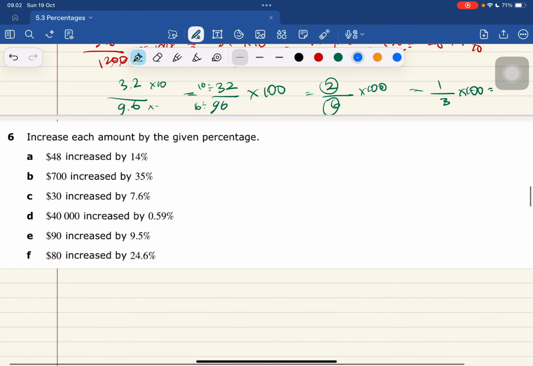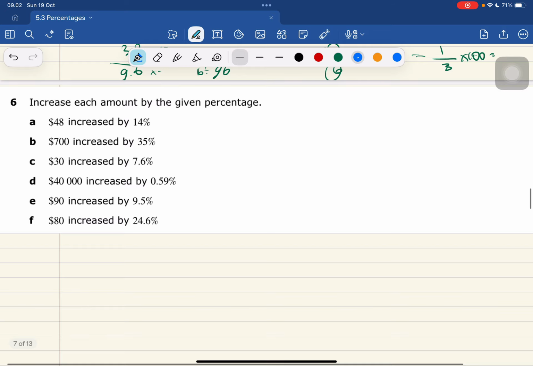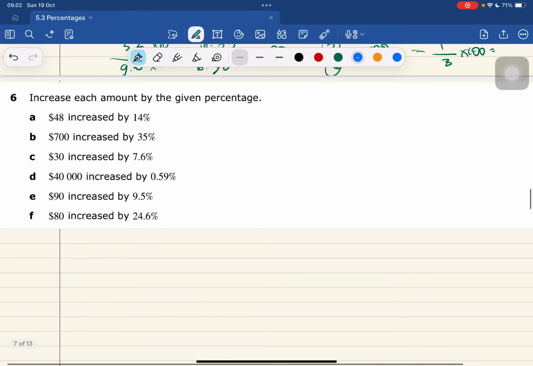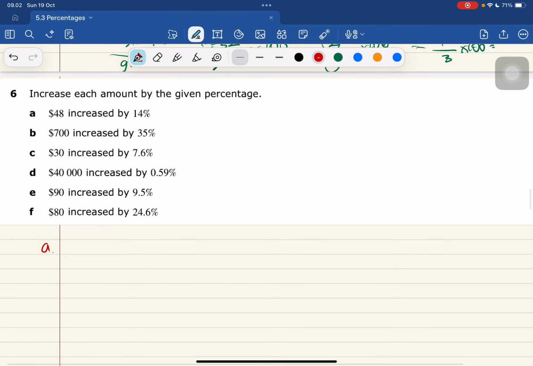Okay. Next, increase each amount by the given percentage. So 48 increased by 14%. So this is for A. 48 increases by, so let's find it, 14%.